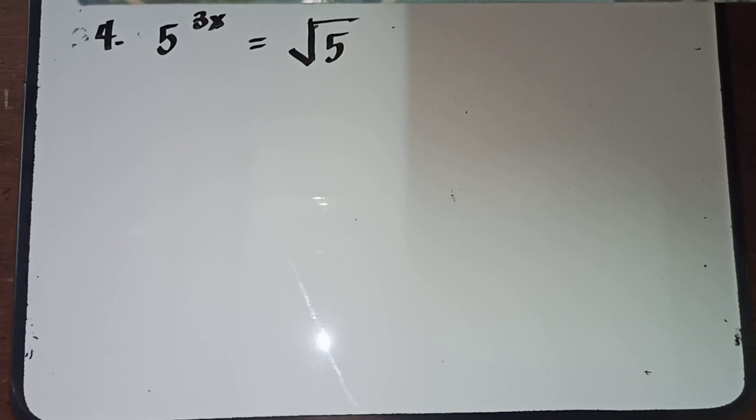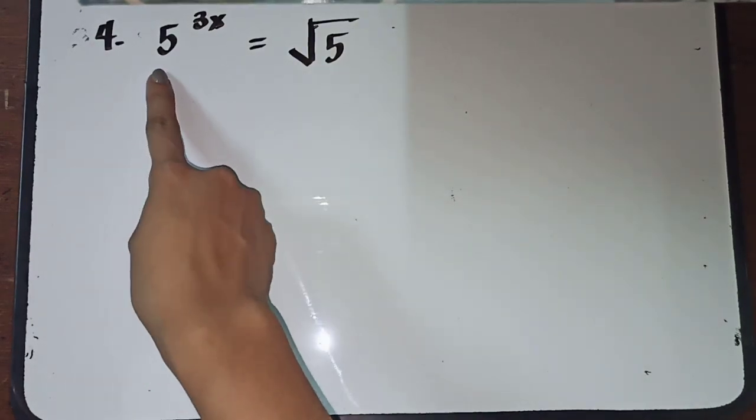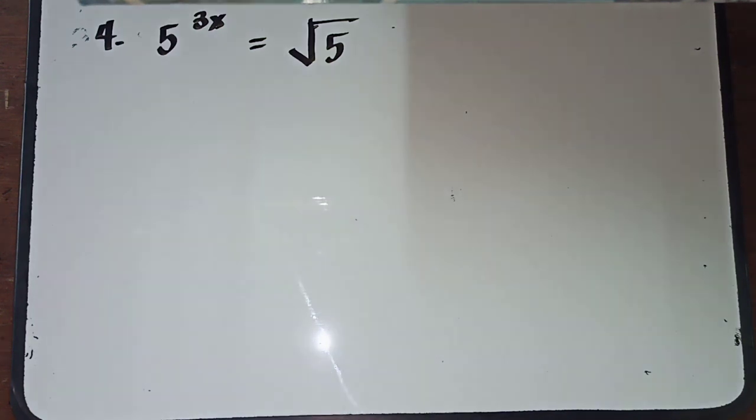Okay, so for example number 4, we have 5 raised to 3x is equal to the square root of 5. Again, the first step or yung goal natin is kailangang maging equal yung base. Okay, so equal na ba yung base nito? So, hindi pa po. So, this is square root of 5 at yung base ko dito ay 5 lang. Okay, so dapat equal ang base. Dapat, kung 5 lang to, then 5 lang din dapat yung isa.